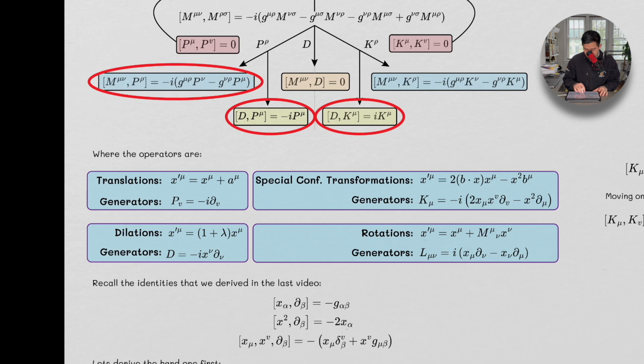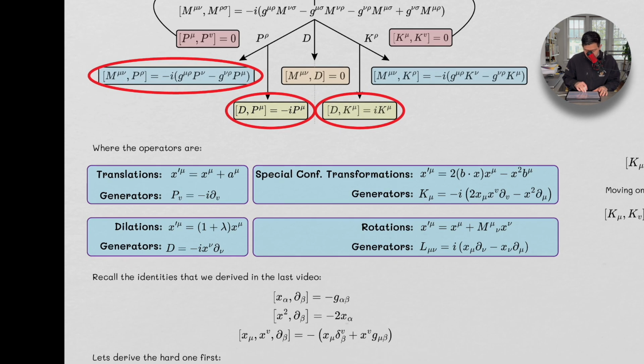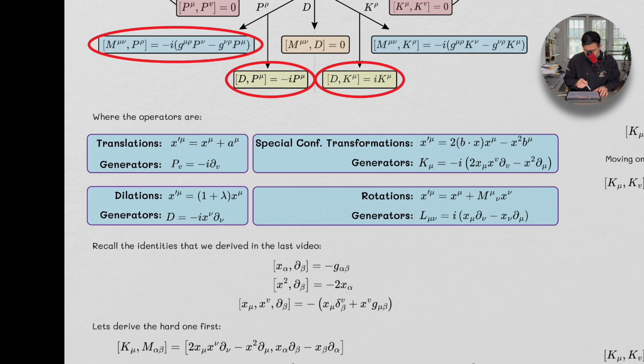Okay, so let's just remind ourselves again. We have our translations, our dilations, our rotations, and then these special conformal transformations. These special conformal transformations are really what make conformal field theory a conformal field theory. Without this, we don't really have a conformal field theory, okay? So if we don't consider these types of transformations, we don't really have a conformal field theory.